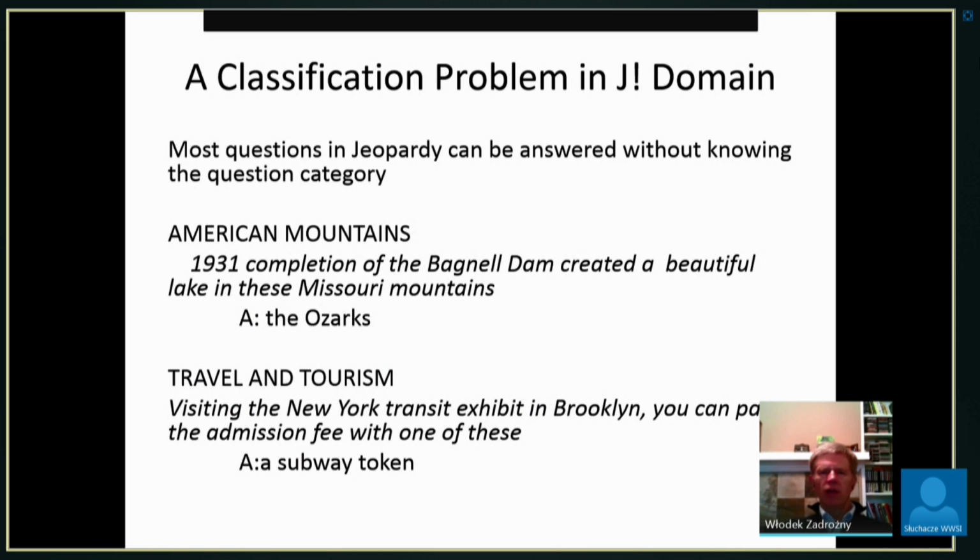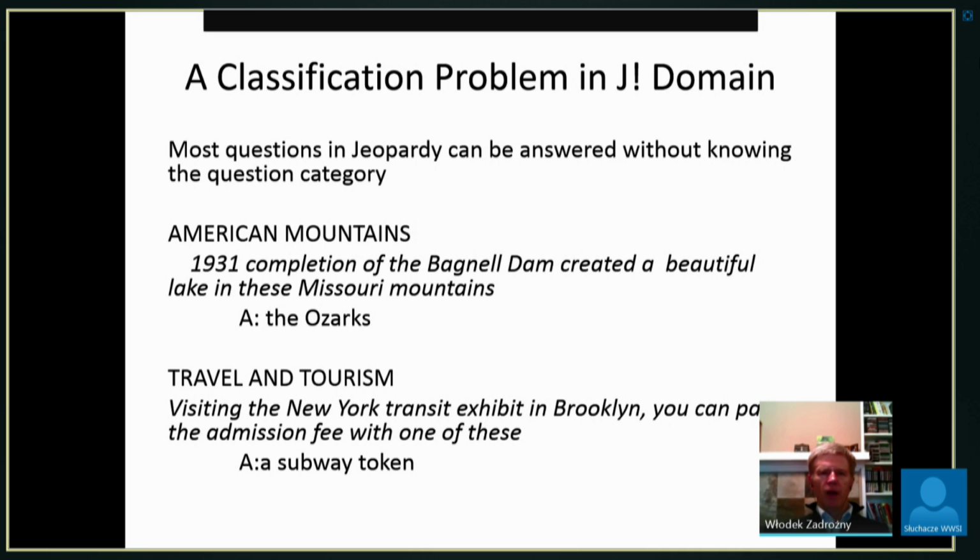So now let's look at the classification problem in the Jeopardy domain. First we can observe, and you have access to the 53,000 Jeopardy questions, that most of the questions in Jeopardy can be answered without knowing the question category.